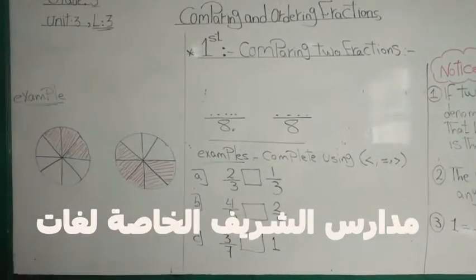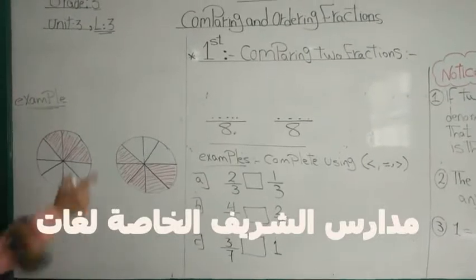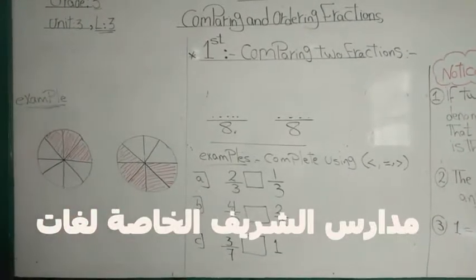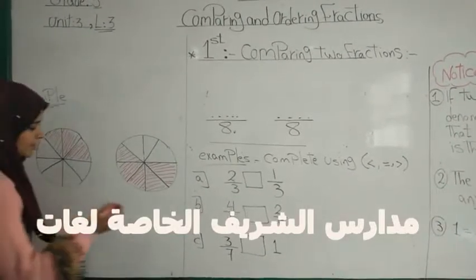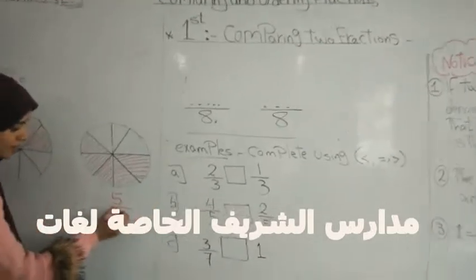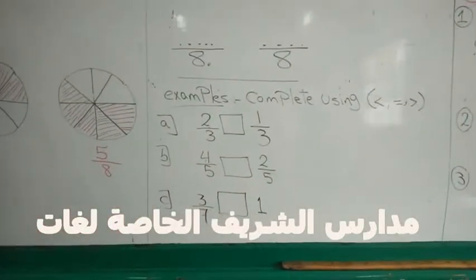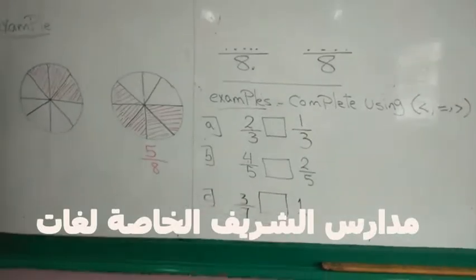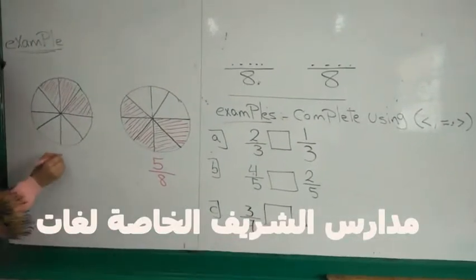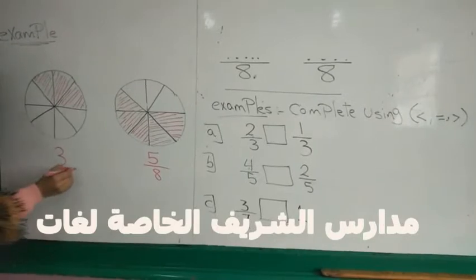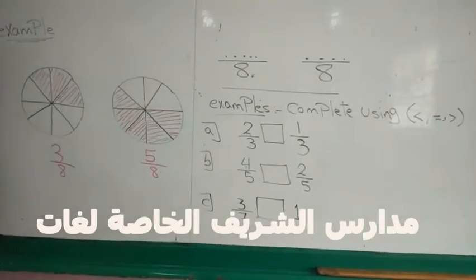Divided into 8 equal parts. If I take 5 equal parts from these 8 parts, I take 5 from 8, or 5 over 8, 5 eighths. And in the second circle I take 3 shaded parts from 8 equal parts, or 3 eighths.